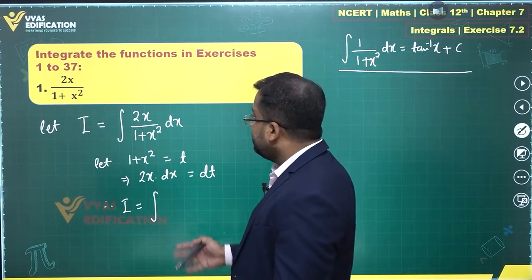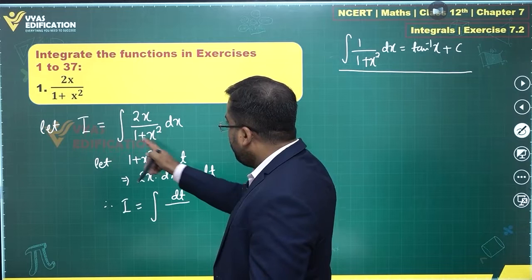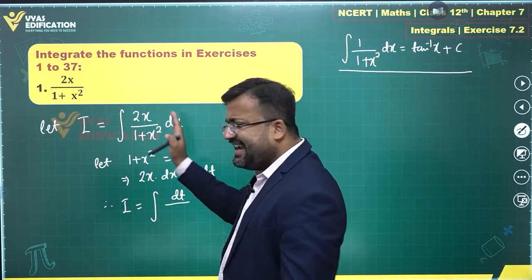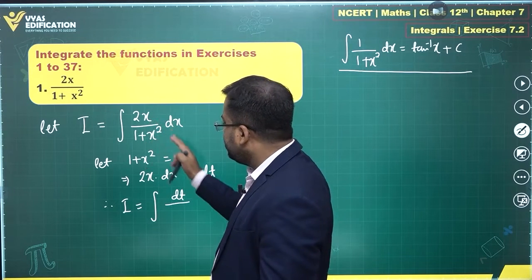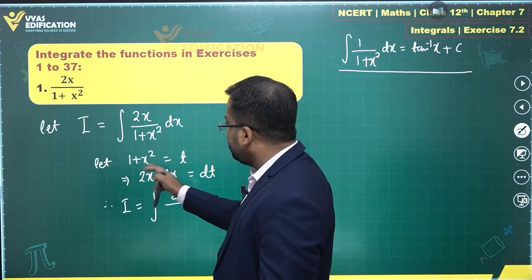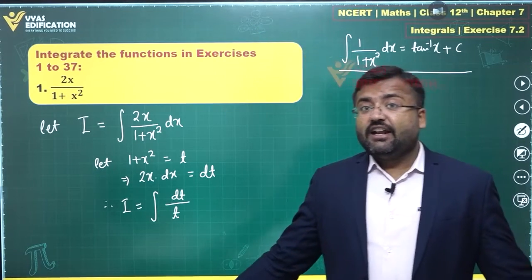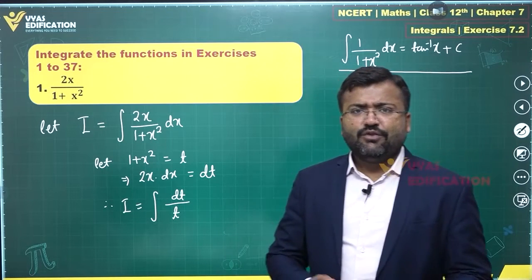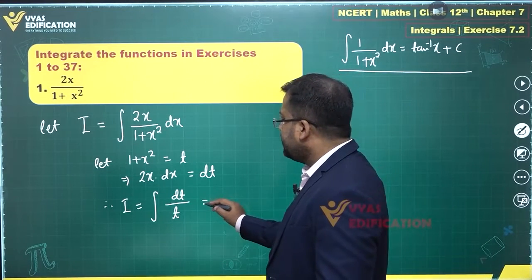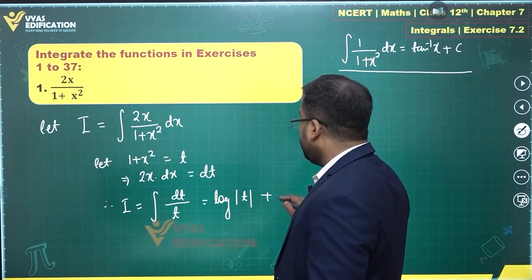And how will I write it? This is 2x times dx, which is equal to dt in the numerator. In 1 plus x square, at every location convert that x in terms of t. So 2x dx is gone, that becomes a dt. 1 plus x square is equal to t, this is what I get. And the integral of 1 upon t with respect to t is pretty simple. We know that this is equal to log of modulus t plus constant of integration.